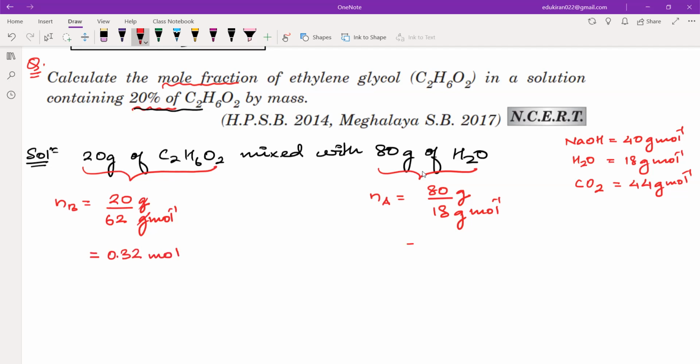Moles of Na will be equal to what? Na will be equal to 80 upon 18, yeah, 4.444 mole. Okay, now you have to find the chi of C2H6O2.